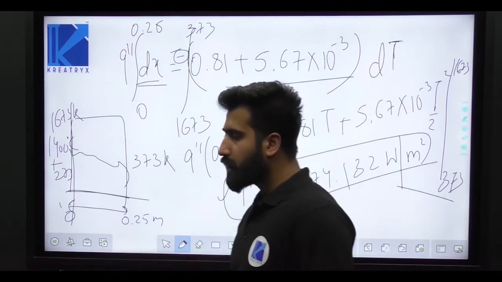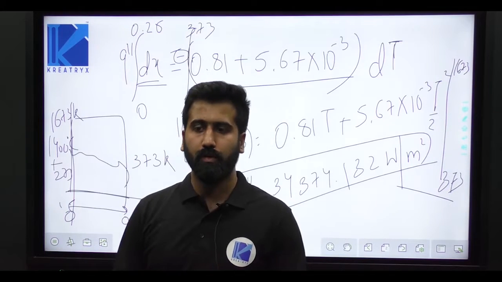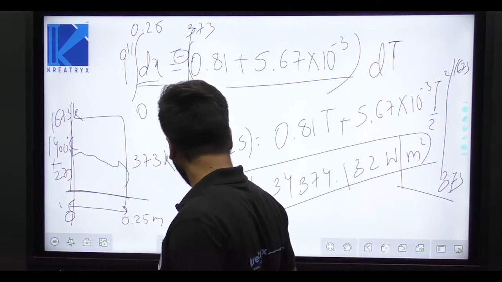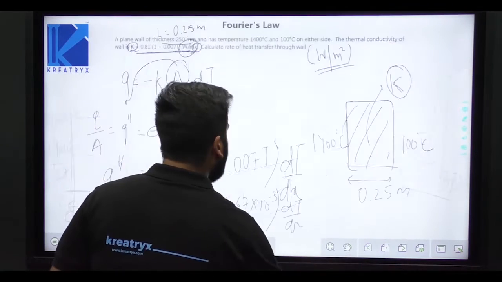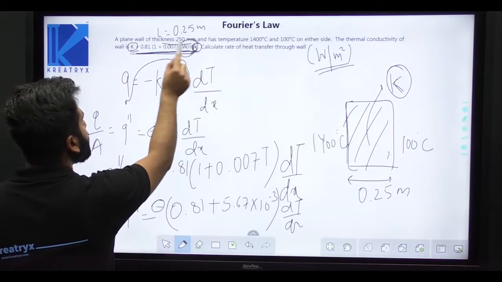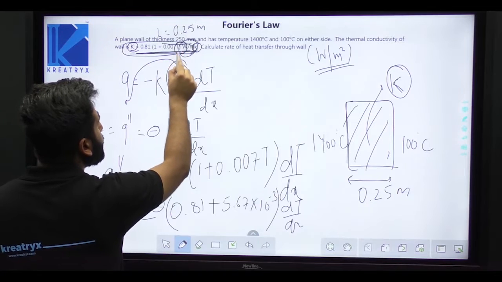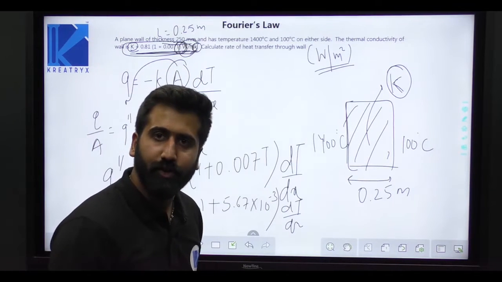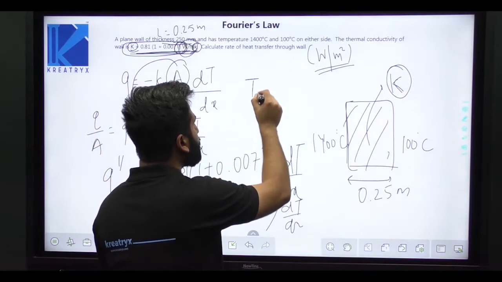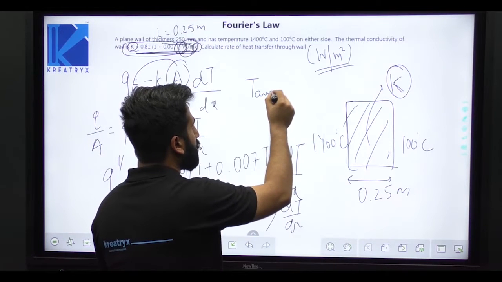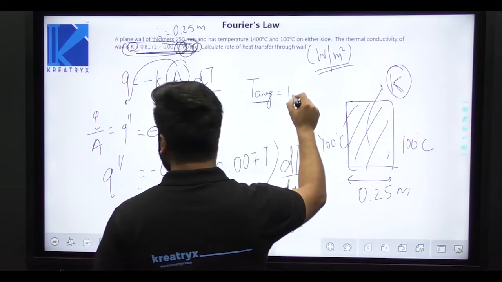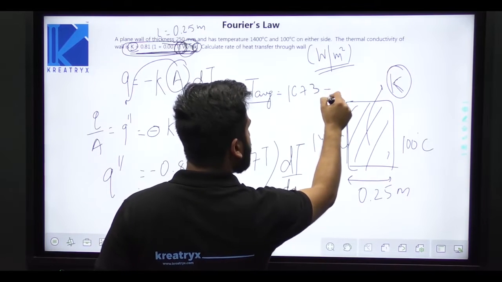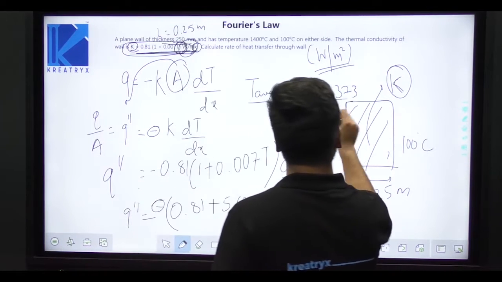Now there is a short way also in which you can do this question. There's a short trick also. What you do is that in this equation where the T term is given, you put T average, but that will be in Kelvin only. So T average will be 1673 plus 373 by 2.